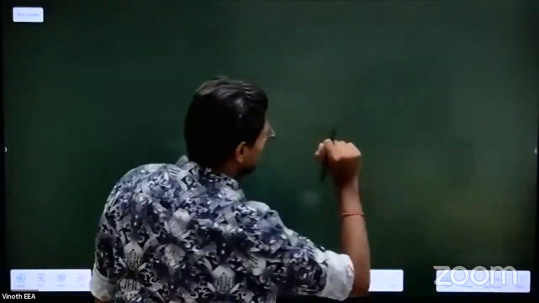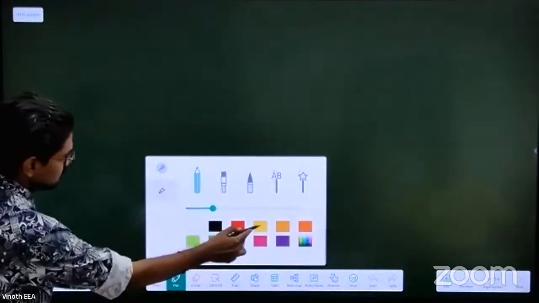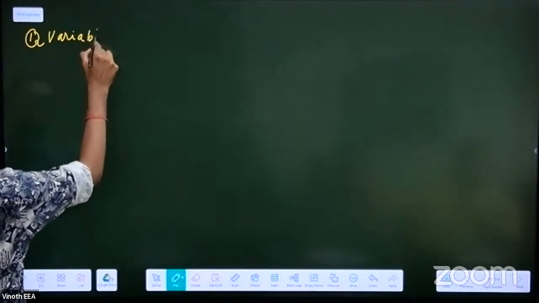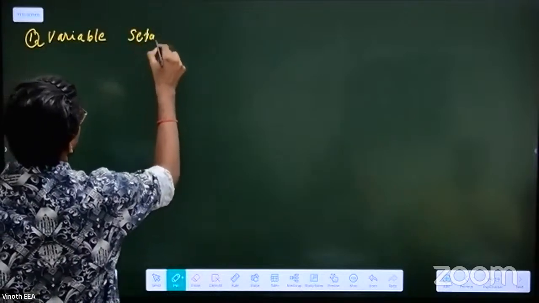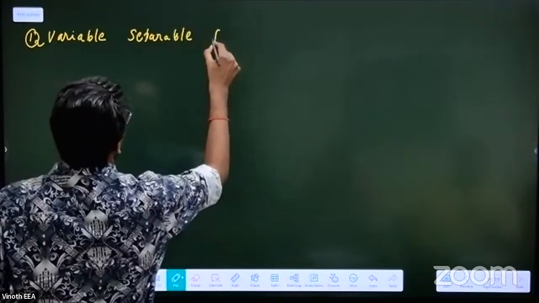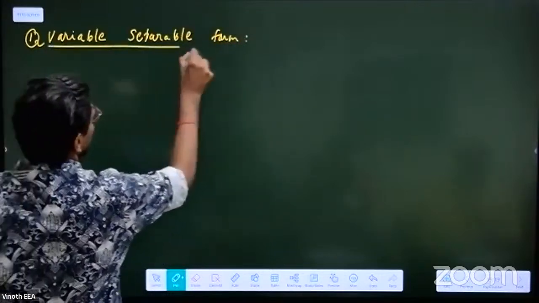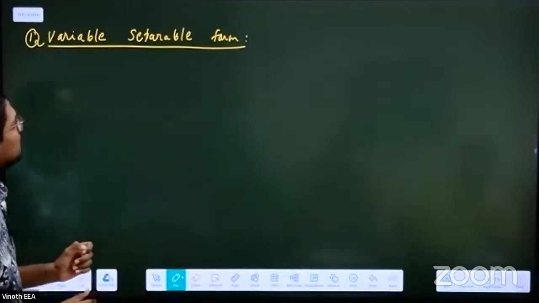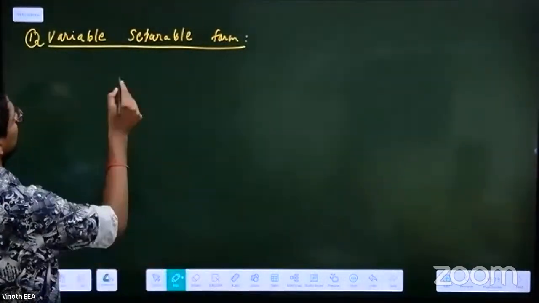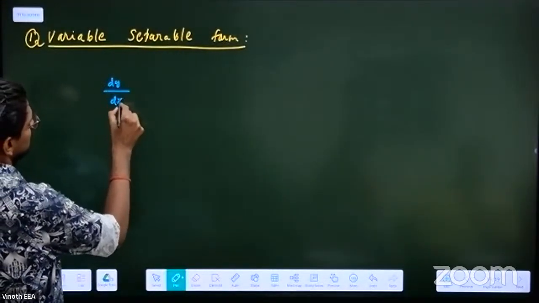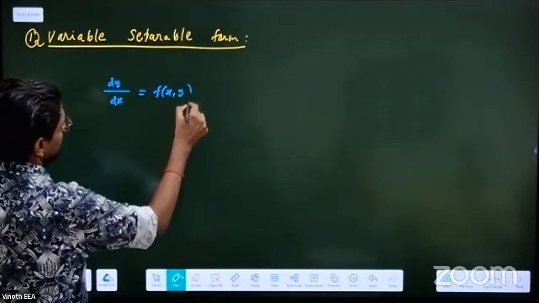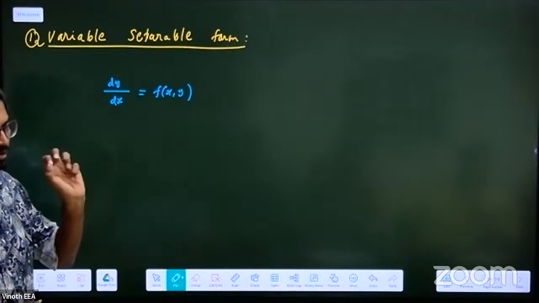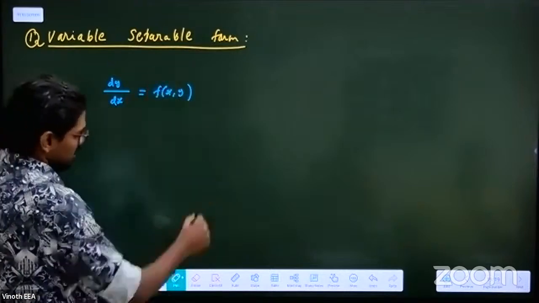See, first solution method la என்ன method? Yeah, variable separable method. See, it is one of the easiest methods. Okay, variable separable method or variable separable form. Solution method of first order ODE. For example, you have an equation like this: dy by dx is equal to f of x comma y. When will this method be preferable? Variable separable form will be preferable if this f of x comma y is there, right?